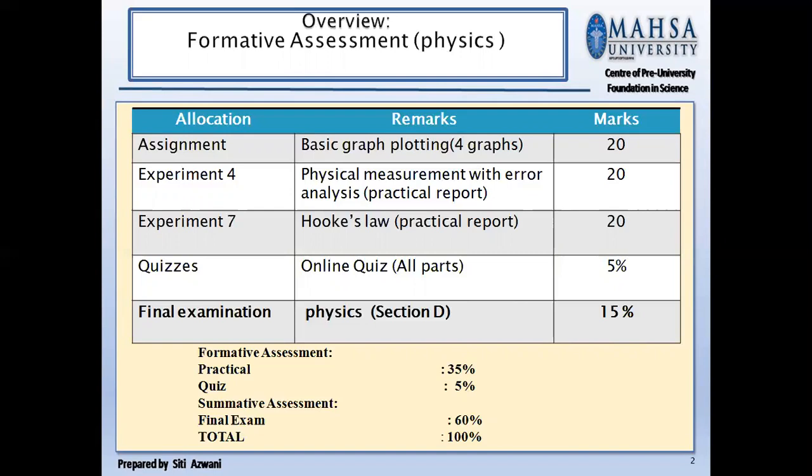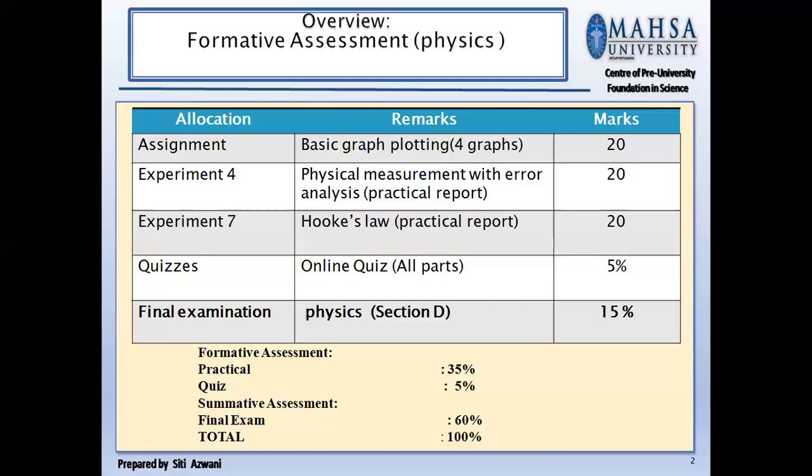So for physics, you have basic graph plotting, physical measurement with error analysis, and Hooke's law. You have one assignment, which you need to submit, with 4 graphs. You also have 2 practical reports you need to submit, and 1 assignment, which is the 4 graphs. Then you need to do your online quiz and your final exam, which is under section D.